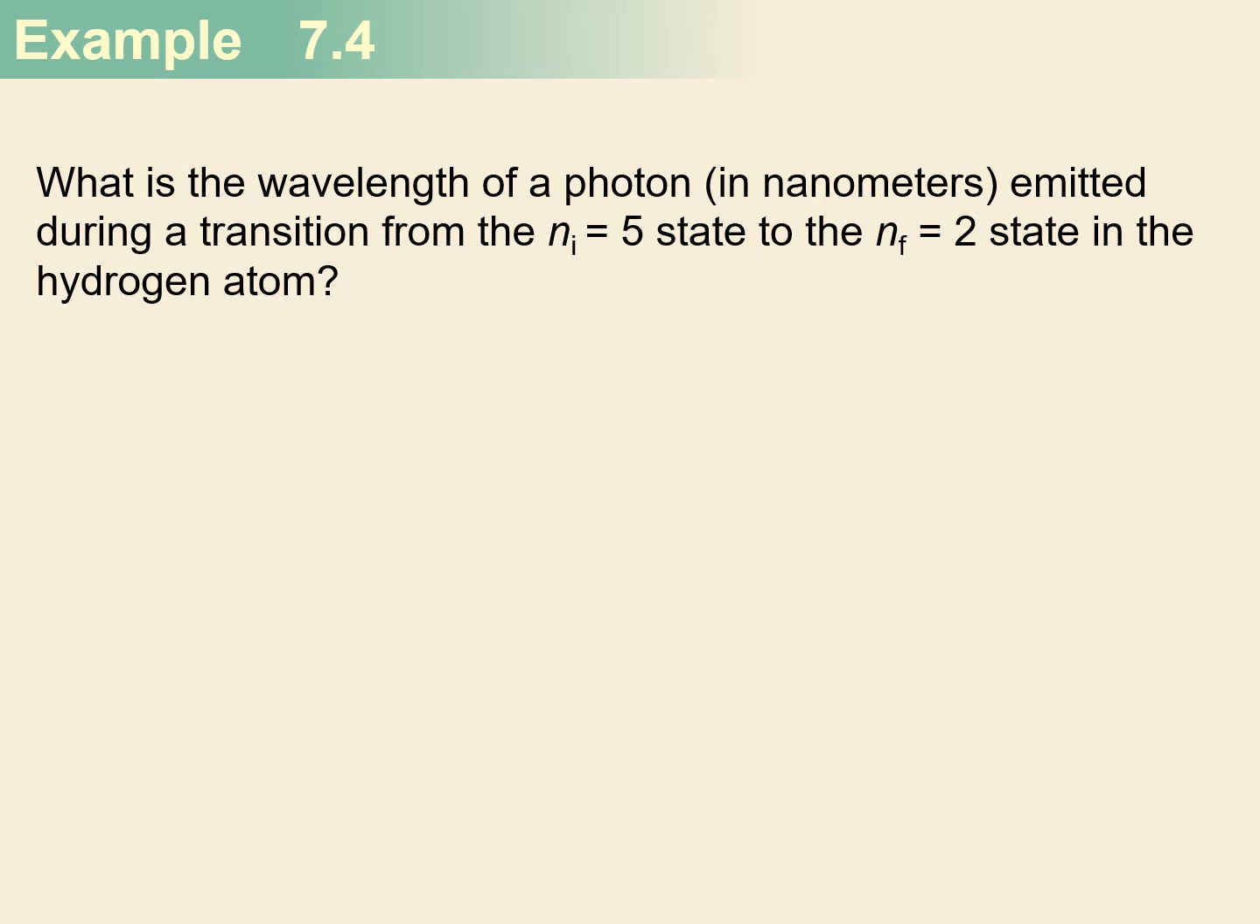We're now going to put our formula to work on a practice problem where we're going to figure out what the wavelength of a photon is in nanometers when, in the hydrogen atom, a photon is emitted during the electron transition from the Ni equals 5 state to the Nf equals 2 state.